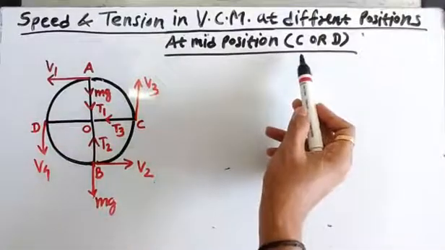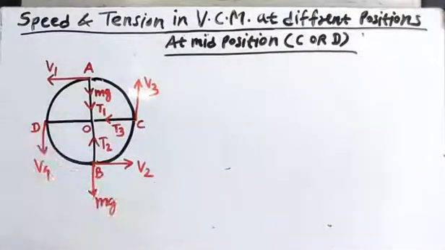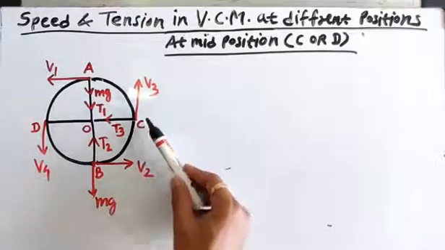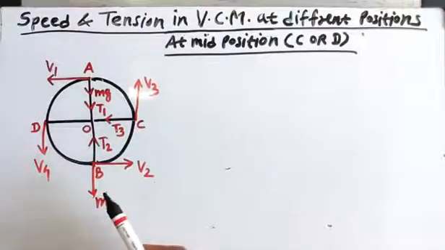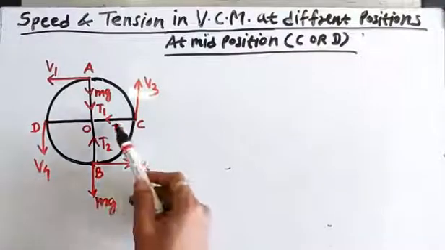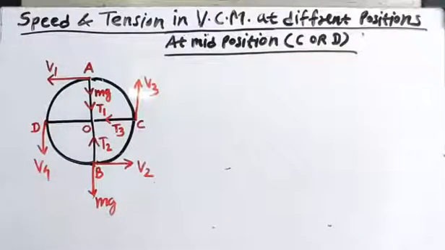Now at the mid position, that is at point C or at point D. At point C, as we have assumed, V3 is the linear speed of the object and T3 is the tension in the string.